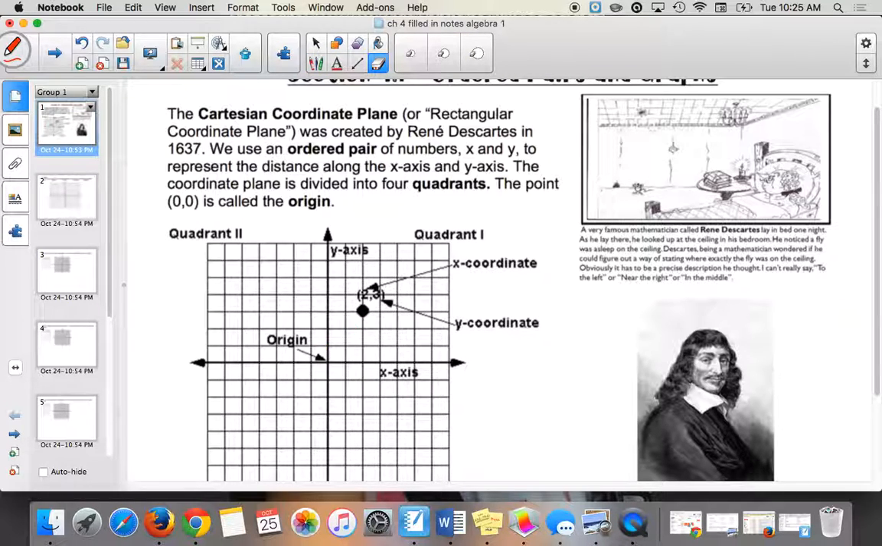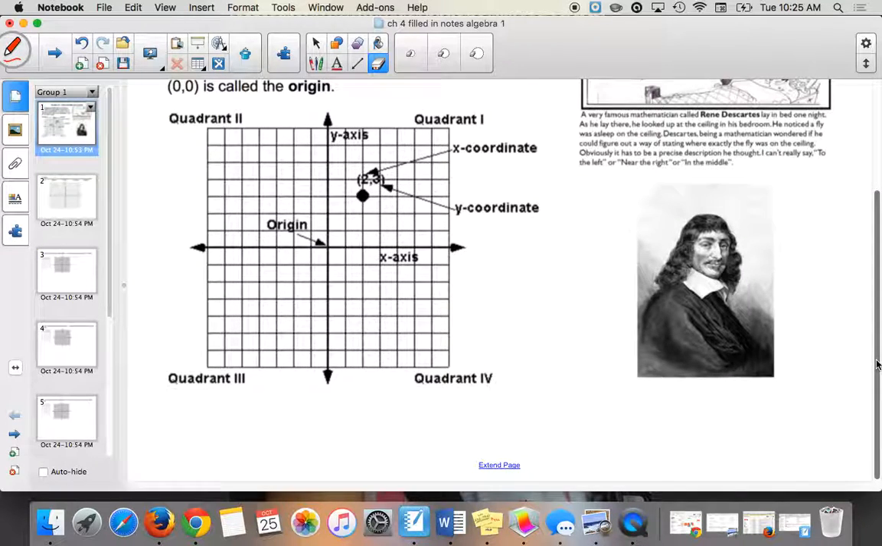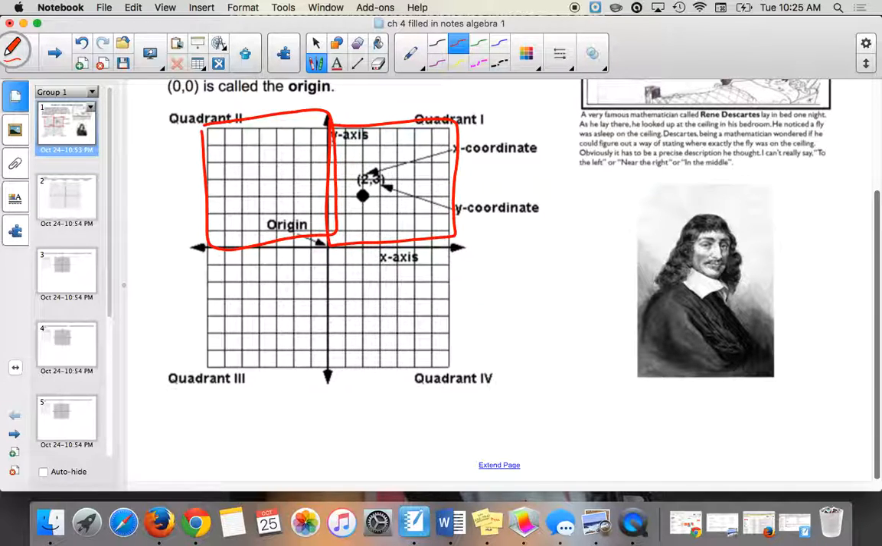We are going spaces, not lines. So don't go 1, 2 like that, and then 1, 2, 3 like that. A lot of people in Algebra 1 will mess that up. So spaces, not lines. The coordinate plane is divided into 4 quadrants. Quad means 4. So we have quadrant 1, quadrant 2, 3, and 4. Quadrant 1 starts out with a positive x and y, and it is right here. Quadrant 2 is right here, 3, and then 4. And the point 0, 0 has a special name: it is called the origin.